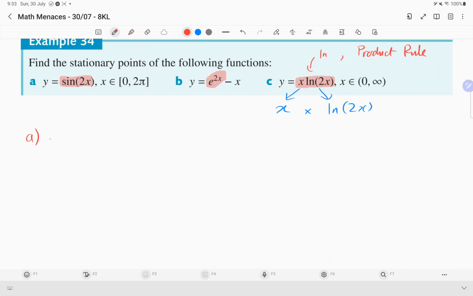For question A, y is equal to sine 2x, then we need to derive it. Charlie, what's the derivative?